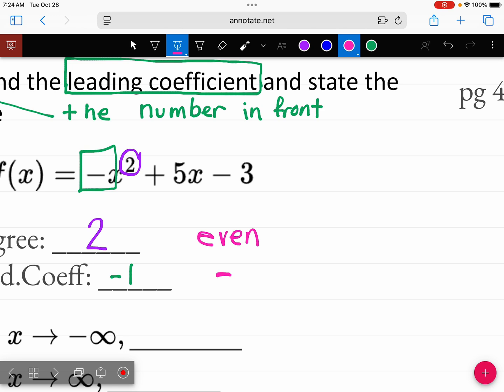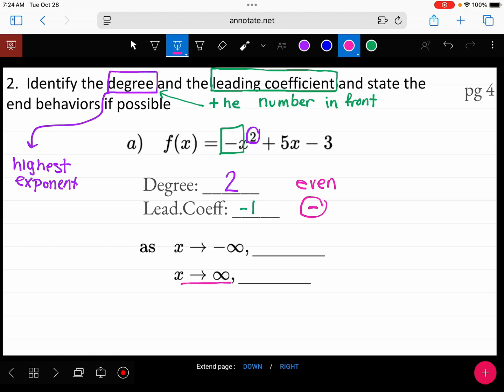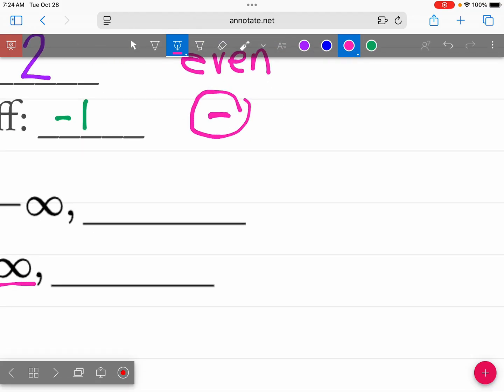So if I have evens, that means we're going to be matchy-matchy. They're either both pointing up or they're both pointing down. Are they both going to point up or are they both going to point down? Down. Because this negative sign is always going to match what happens to our positive infinity. So our leading coefficient is always going to tell us what happens with the right arrow. So I know my right arrow is going to go to negative infinity.